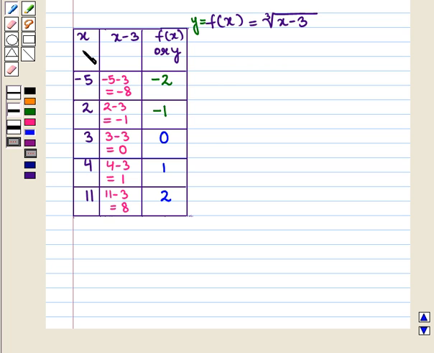So we say that for x is equal to minus 5, y is equal to minus 2. For x is equal to 2, y is equal to minus 1. For x is equal to 3, y is equal to 0. For x is equal to 4, y is equal to 1. And for x is equal to 11, y is equal to 2. Now we shall plot x and y values on the graph.